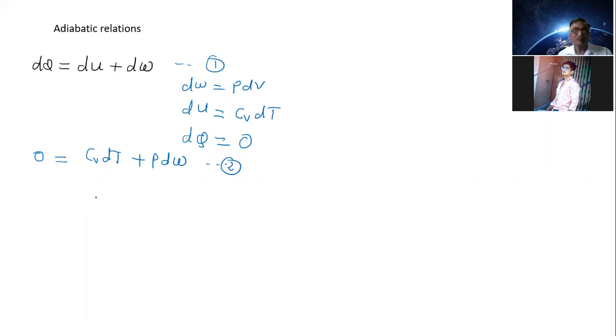लक्षात. Now we have the ideal gas equation, PV is equal to RT.